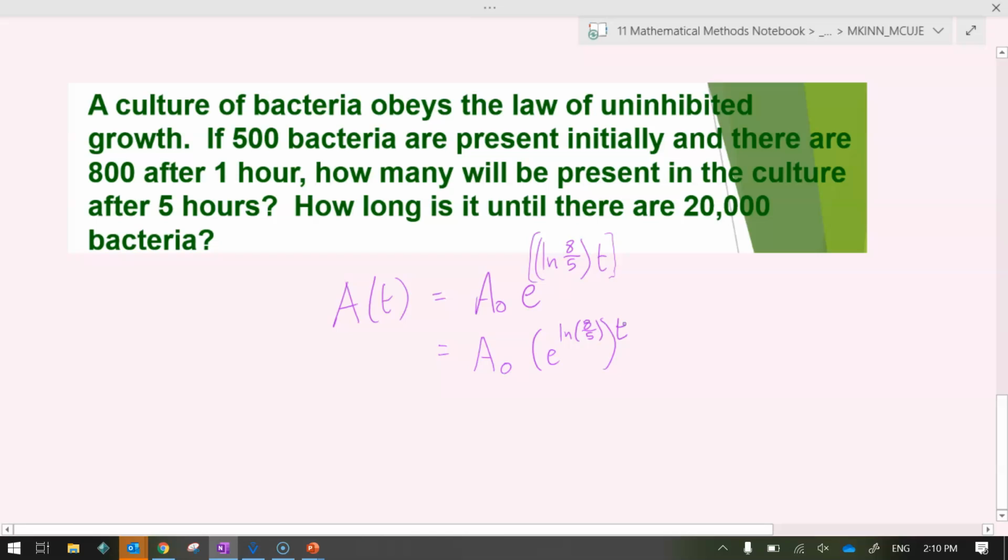But e to the natural log of 8 over 5 is just 8 over 5. E to the ln of x is just x. So e to the natural log of 8 over 5, I can just use 8 over 5 to the power of t. So have a look, just use that rule and check what we get for the 20,000 bacteria.